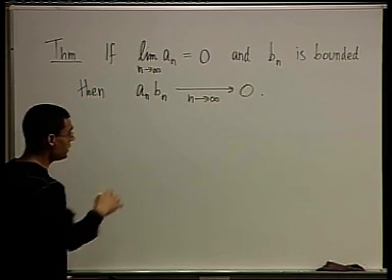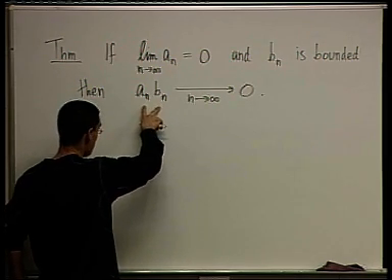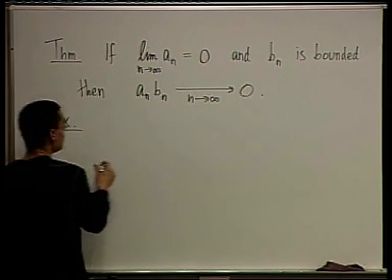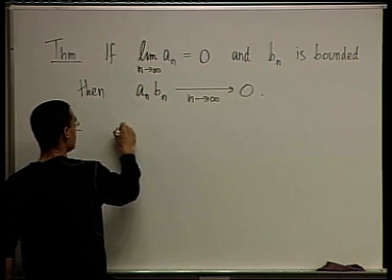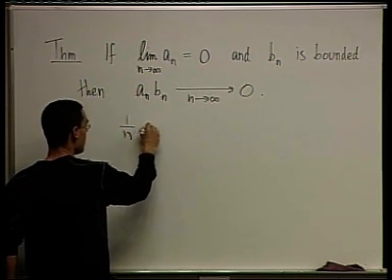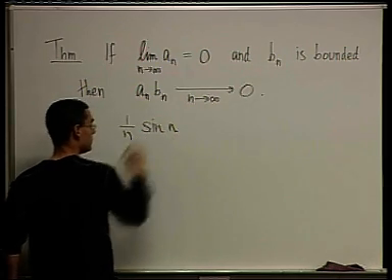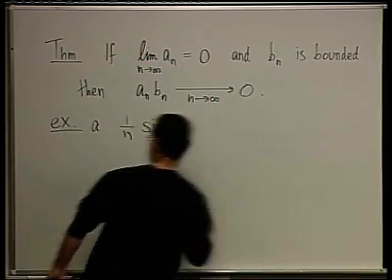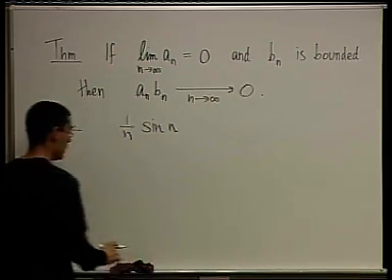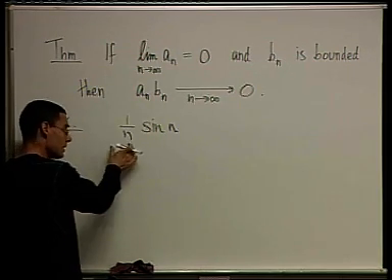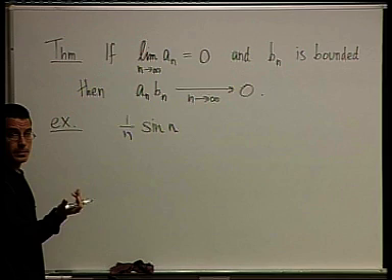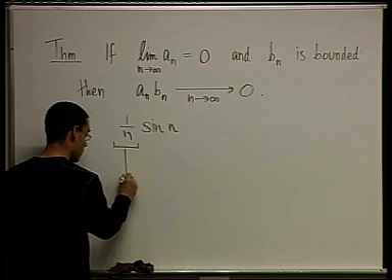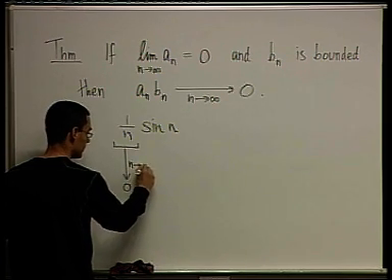Okay? So this is a situation which is useful. Maybe let's just do an example right away. So for example, suppose I consider the sequence 1 over n times sine of n. Let's just leave it like that. Do you recognize this is a product of two sequences? Do you agree that this one goes to 0? We know that. Do you agree?